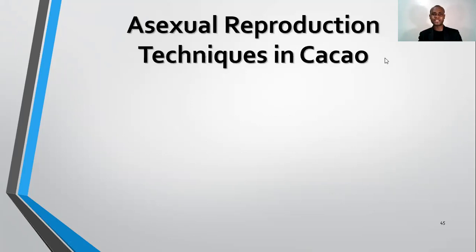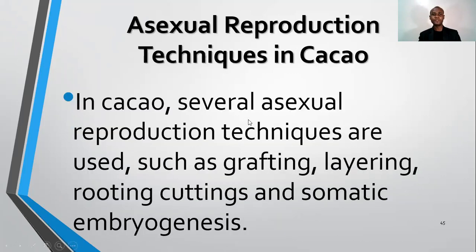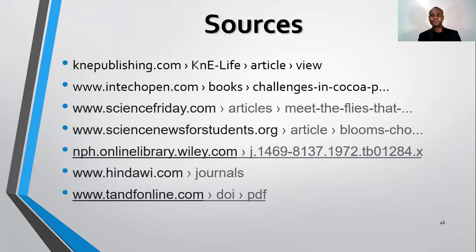So we talk about asexual reproductive techniques in cacao. In cacao, several asexual reproduction techniques are used, such as grafting, layering, root cutting, and somatic embryogenesis. These could be used to reproduce new offspring that have the qualities you are looking for.